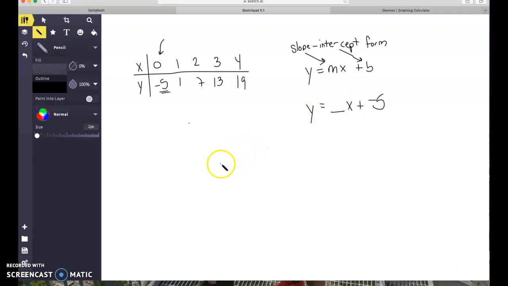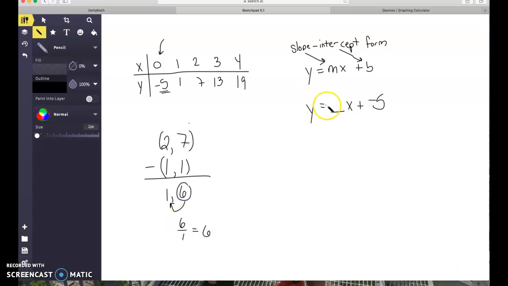Now I have to use 2 points to figure out my slope. Well, I remember from one of our earlier Delta Maths, that one trick I can use to find my slope is taking 2 points and subtracting down, right? So 2 minus 1 is 1, 7 minus 1 is 6, and I just take my change in my y's and divide it by my change in my x's. So 6 divided by 1 equals 6, so my slope should be 6.